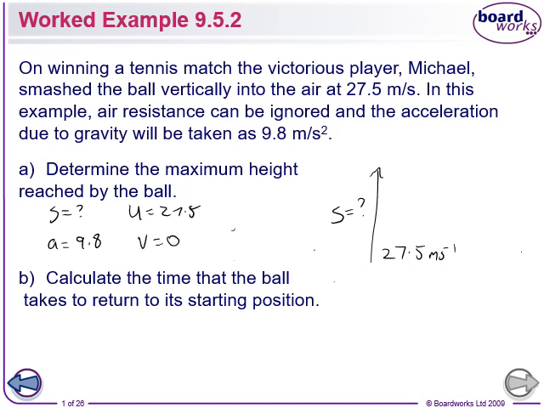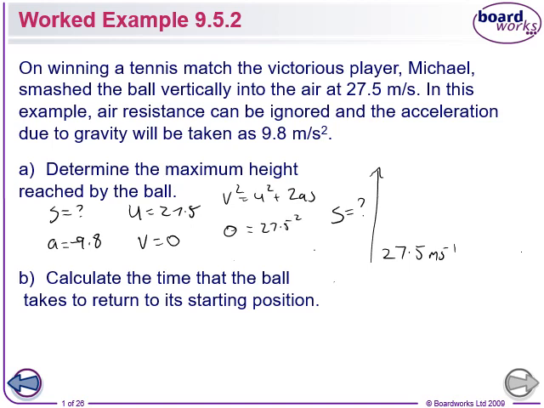So we are looking for S. Again, we need to find a formula that uses all four of those, and we come up with V squared equals U squared plus 2AS. Okay. So, I should have made A negative, sorry. Okay, so V squared is 0. That's equal to 27.5 squared.